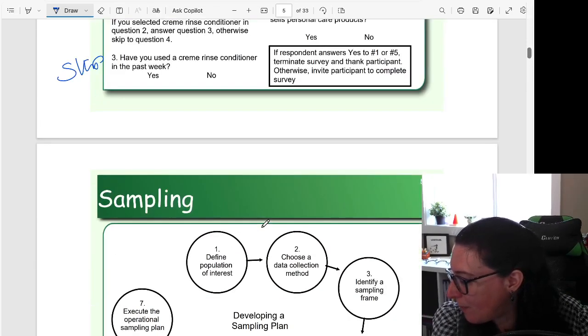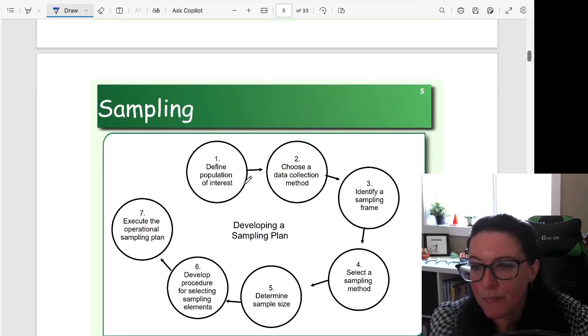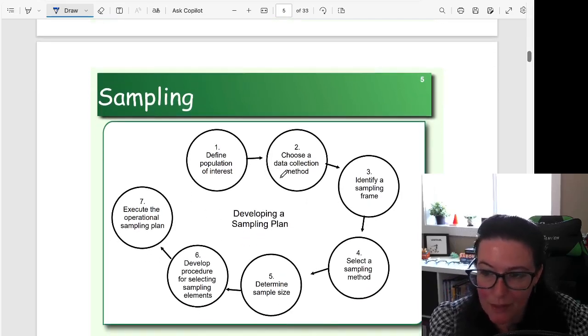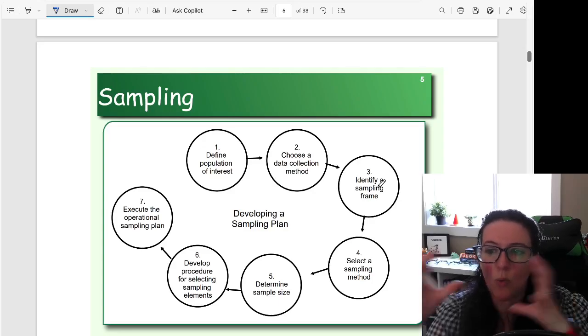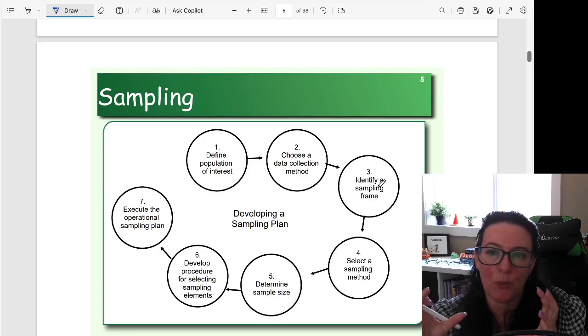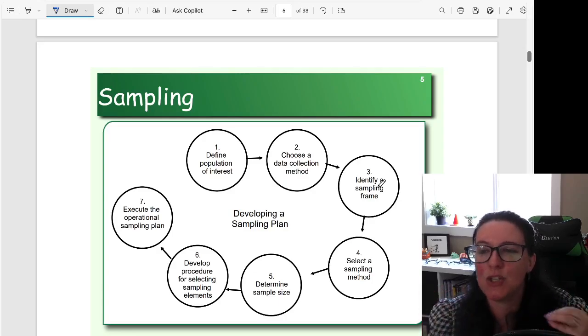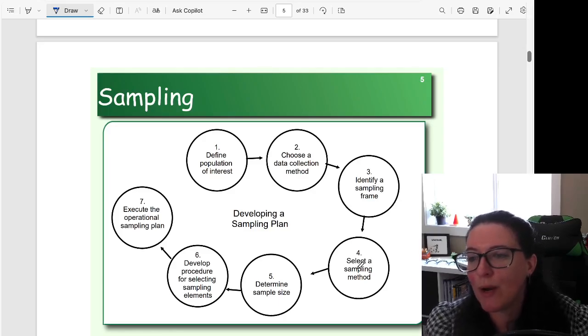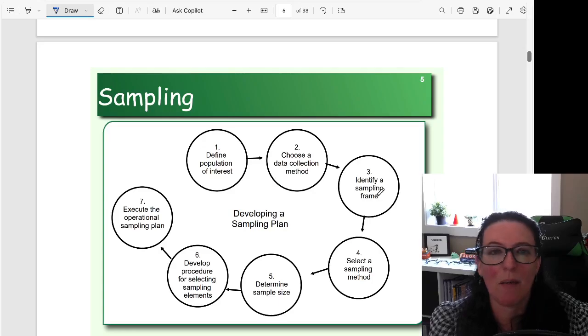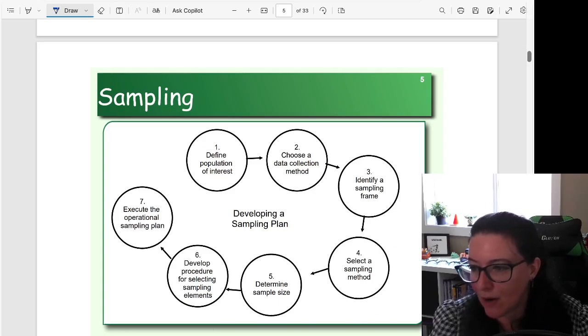But just to recap, first we defined the population. We chose a data collection method. We chose a survey, what kind of survey, and then we identified a sampling frame. So how do we get this group, this list of people who could potentially be in the sample? And then our next step is going to be, how are we going to decide from our sampling frame who actually makes it into the sample? So we'll look at that in our next video.